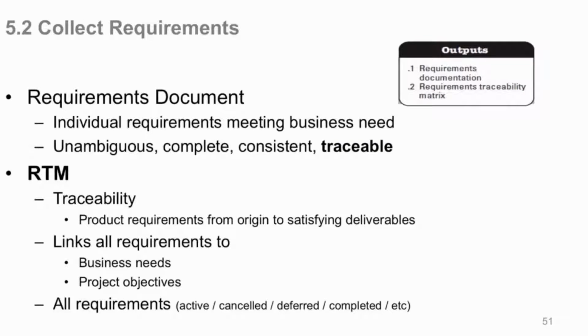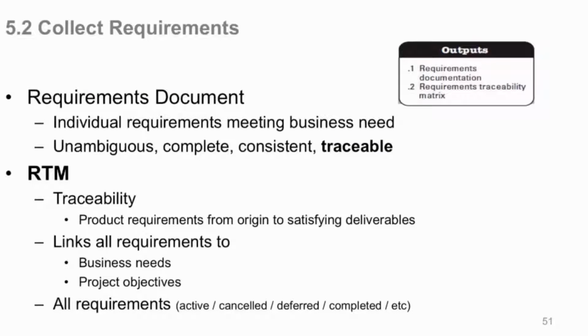And here's your traceability matrix. It's your product requirements or your deliverables requirements from the origin to satisfy the deliverables all the way up to the corporation actually, and it links. Here's your link to your business need and your project objectives. Your business need, your project objectives, got to have that linkage in there, or otherwise you need to question your stakeholders. Well, why are we doing this? It doesn't support what their need. Do we really need this requirement?